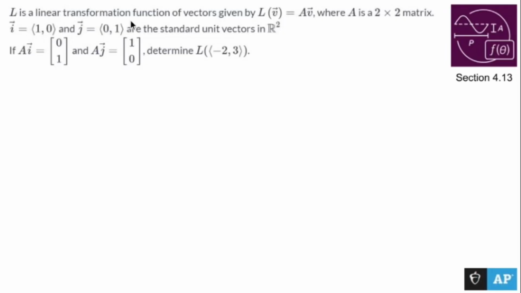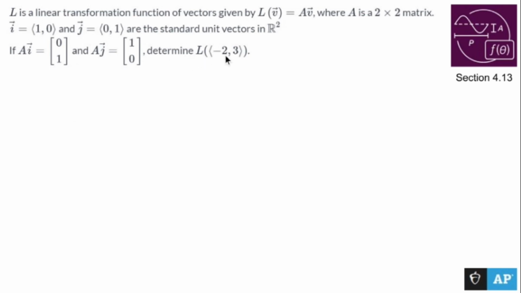L is a linear transformation function of vectors given by L of vector v equals A times vector v, where A is a 2 by 2 matrix. The vector i is in component form 1, 0. The vector j is in component form 0, 1. They are standard unit vectors in two-dimensional space. A times vector i is the matrix 0, 1, and A times vector j is the matrix 1, 0.